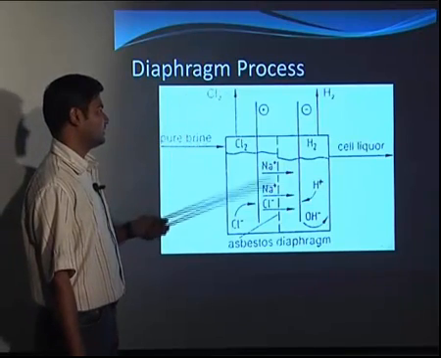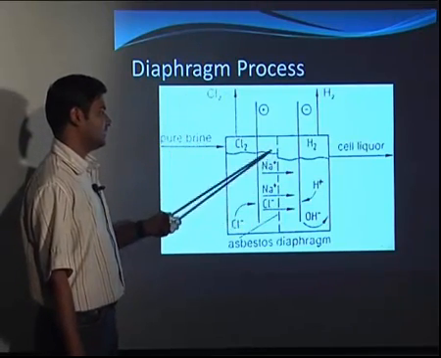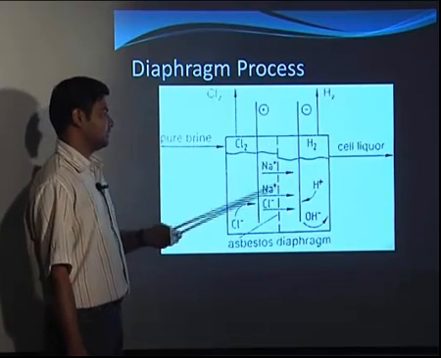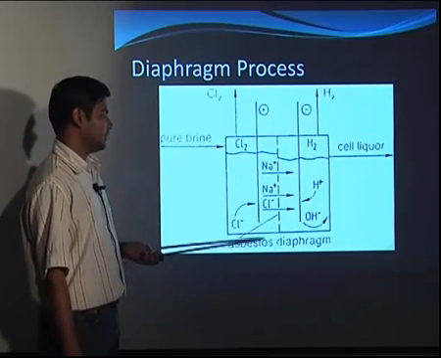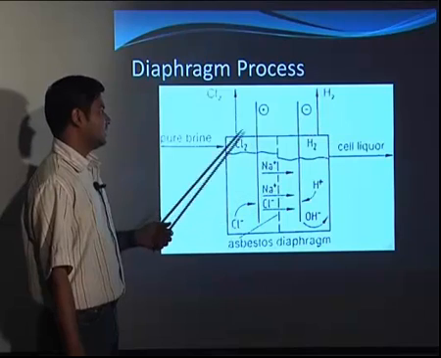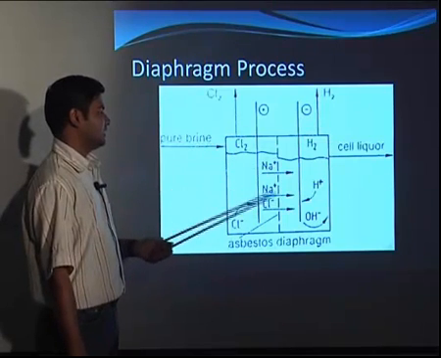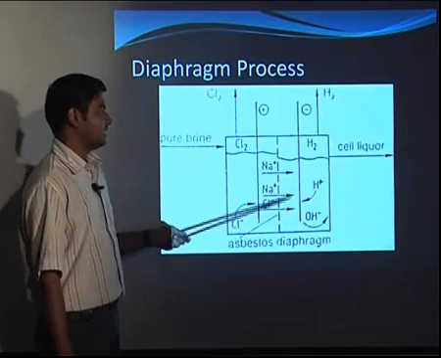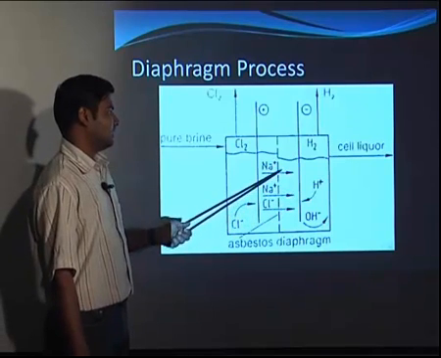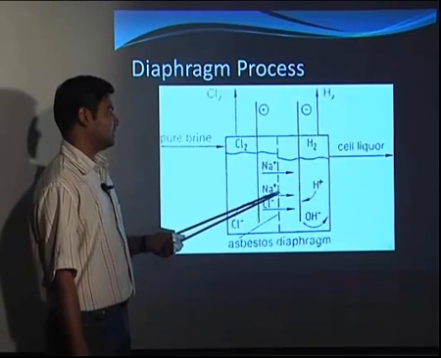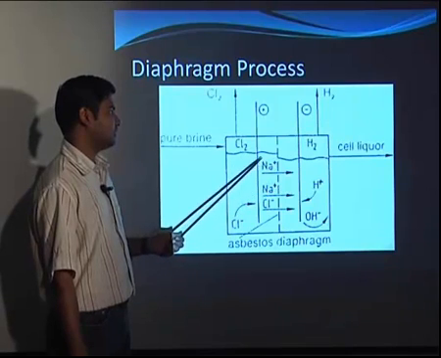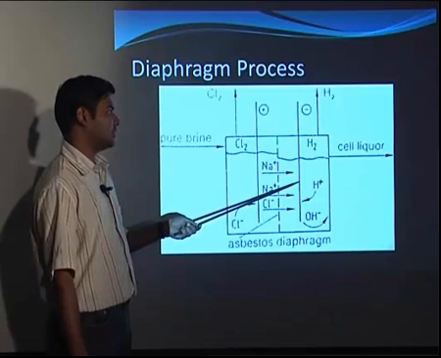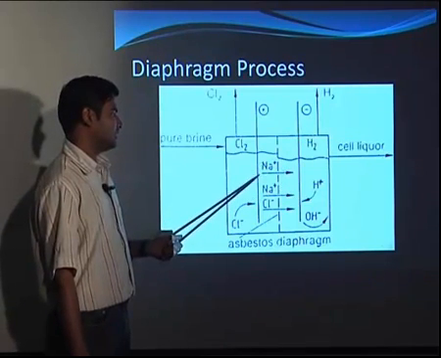If you see the diaphragm process, here the dotted line shows the diaphragm by which the movement of ions takes place. Generally this diaphragm is made of asbestos. Here we can see the pure brine we are feeding. The chloride ions will cross the diaphragm and go to the anode side, and Na+, which is positively charged, will cross the barrier and go to the cathode side. Here the NaOH forms the caustic soda, and here we get the chlorine as a gas.